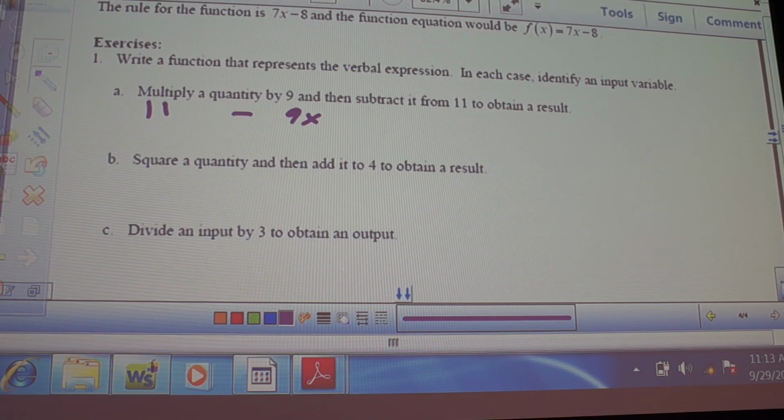Square a quantity. What does squaring a quantity look like? X to the second. And then add it to 4. So plus 4, or you can add it to 4 this way. Either way, either one is fine.